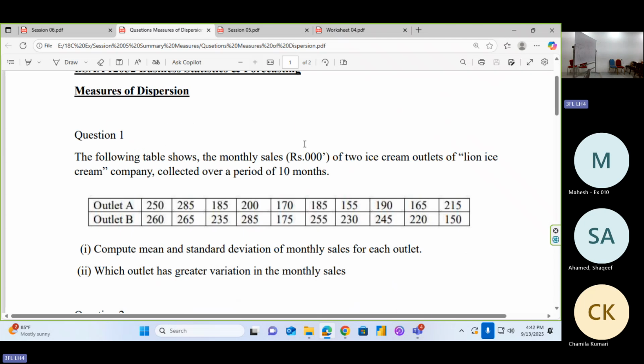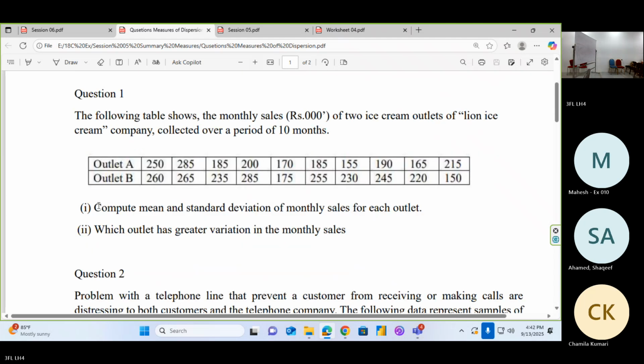Then try question number 1. Only do the Roman number 1, okay? Not the Roman number 2. You will try the Roman number 1. Question number 1, Roman number 1. Here there are 2 outlets. You need to calculate the mean and the standard deviation of each outlet. You can use the calculator and find. Okay, hurry up.